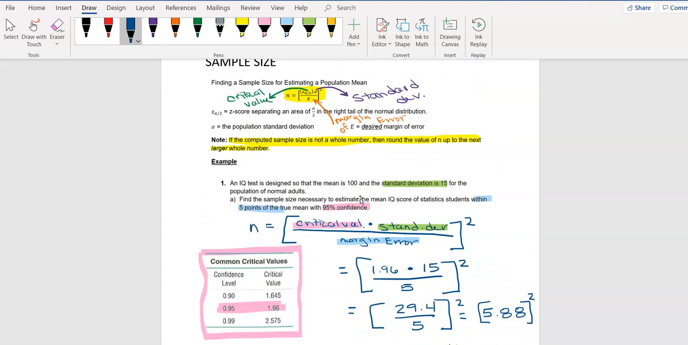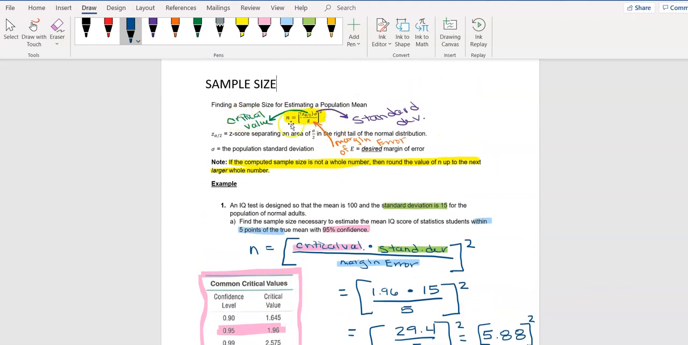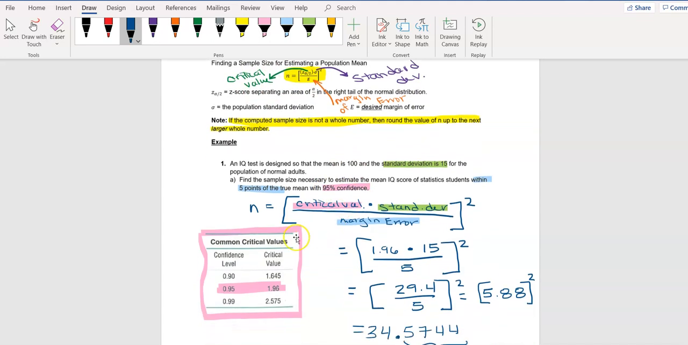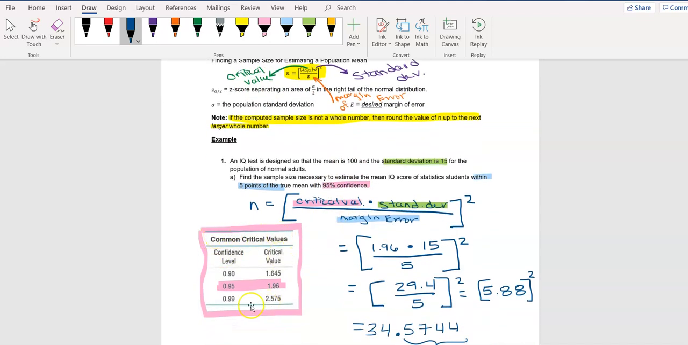So that formula here, again, is just for your critical value, your standard deviation, and your margin of error. Your margin of error should come from your question. It should be like plus or minus, or within so many points. Your standard deviation should be given to you, either with the symbol or with words telling you it's standard deviation. And then your critical value is likely going to be given to you in some sort of percent confidence, and you're going to use your common critical values chart at the bottom of your z chart to help you get whatever that critical value is.